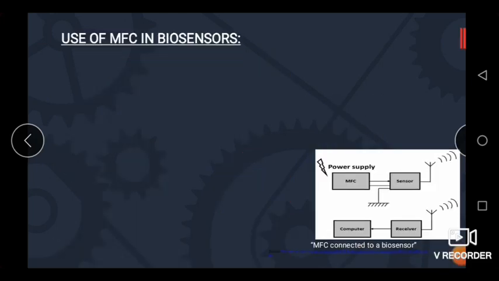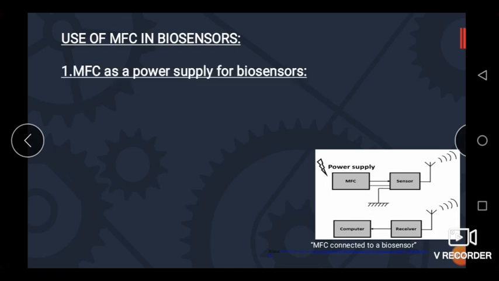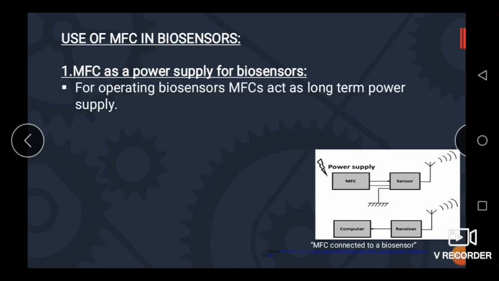Now I will discuss the use of MFC in biosensors. Biosensors are devices that can detect the presence of a biological analyte in the surrounding environment, and biosensors have applications in several industries. MFC not only works as a power supply for biosensors, but due to their sensitivity, they themselves act as a biosensor. First we will discuss MFC as a power supply for biosensors. For operating biosensors, MFC acts as a long-term power supply.